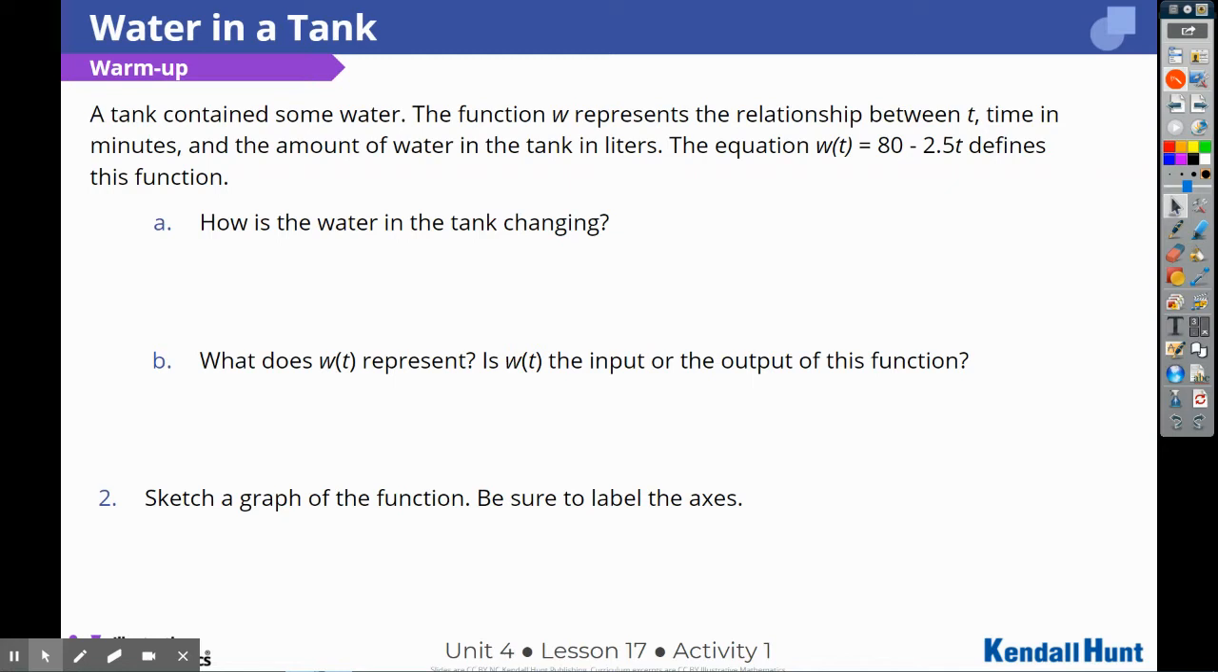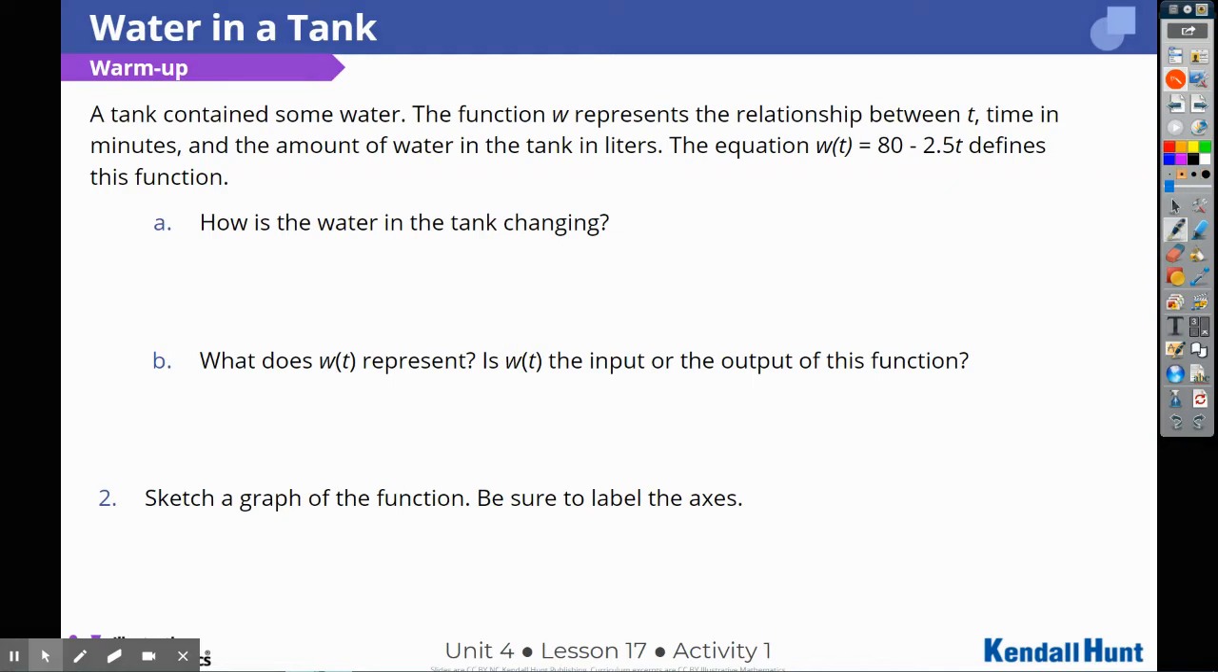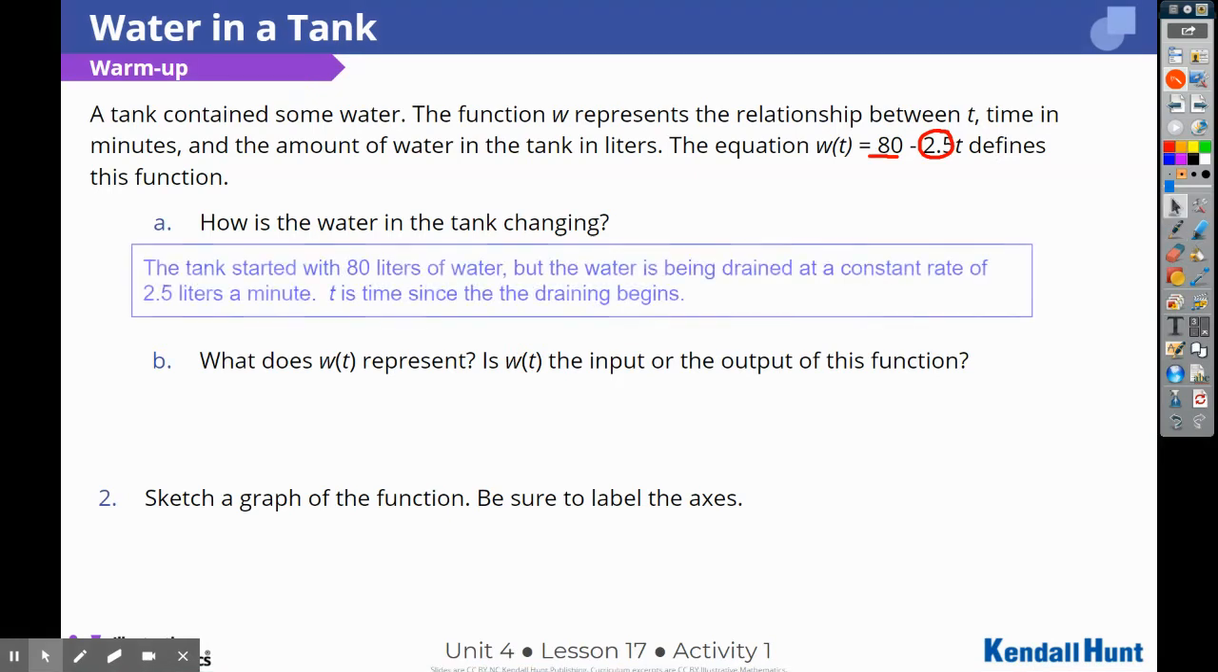So how is the water in the tank changing? Well, if you're dissecting this equation a little bit, you can see that it starts out with 80 liters and it loses, since it's being subtracted, 2.5 liters per minute, since T is in minutes. So that's how the tank is changing. It's starting with 80 liters and it's losing 2.5 liters per minute. And that 2.5 is the slope of your equation. Since it's negative, you know that the line is going to be decreasing.